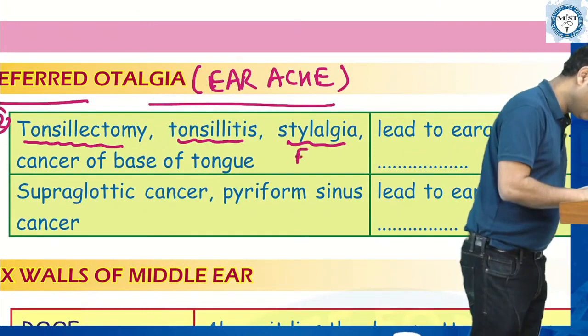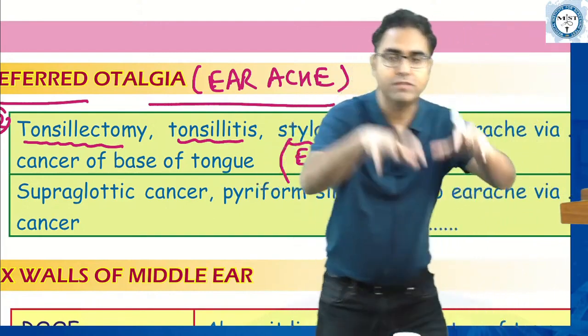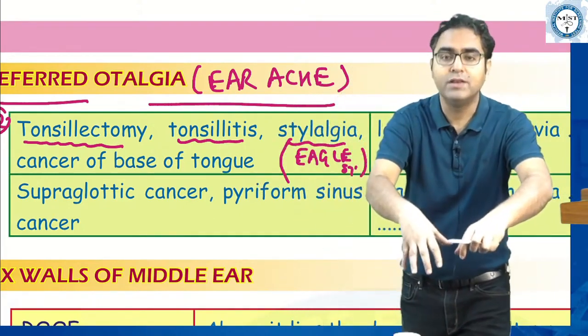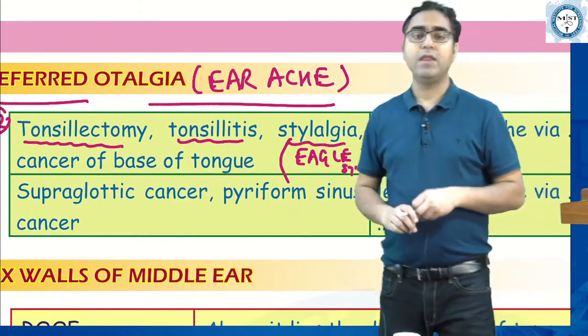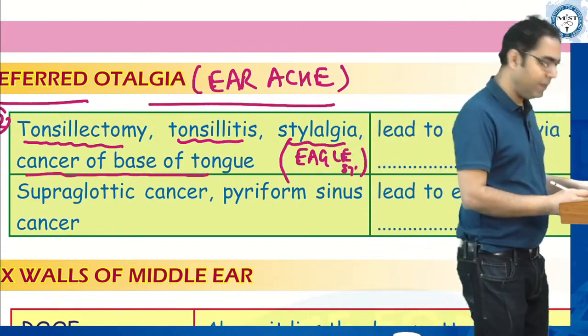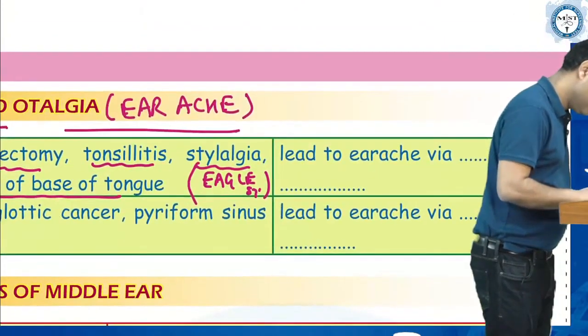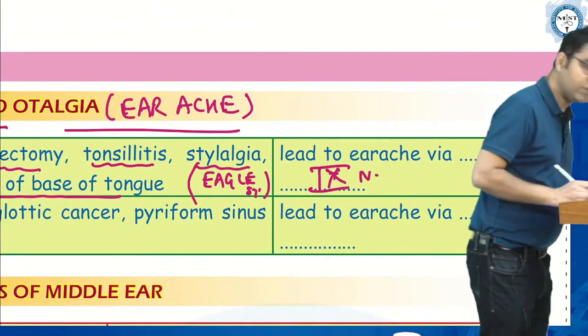Stylalgia. Remember eagle syndrome, beta. Write down eagle. Try to recall, beta. Yaad hai, beta? Visual, pictorial. You remember the eagle was holding the snake. The snake was what? Ninth nerve, beta. What is ninth nerve? Glossopharyngeal nerve, beta. And cancer of base of tongue. These all things cause earache via ninth nerve, beta.